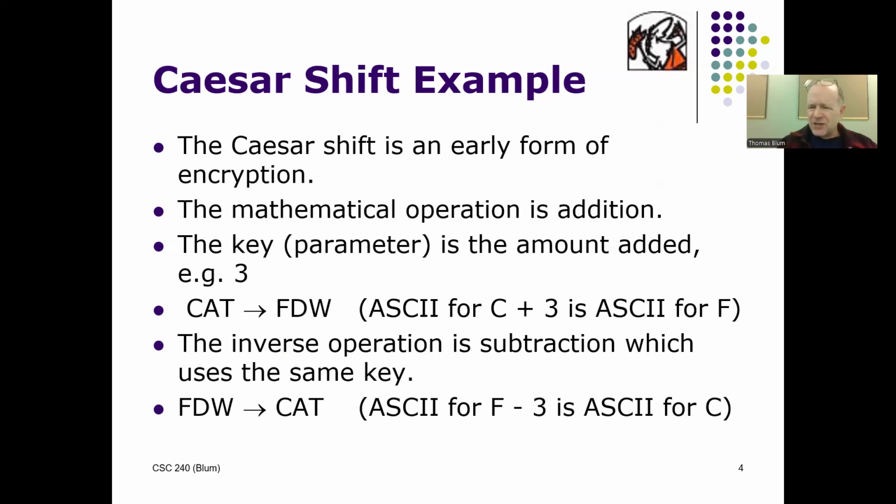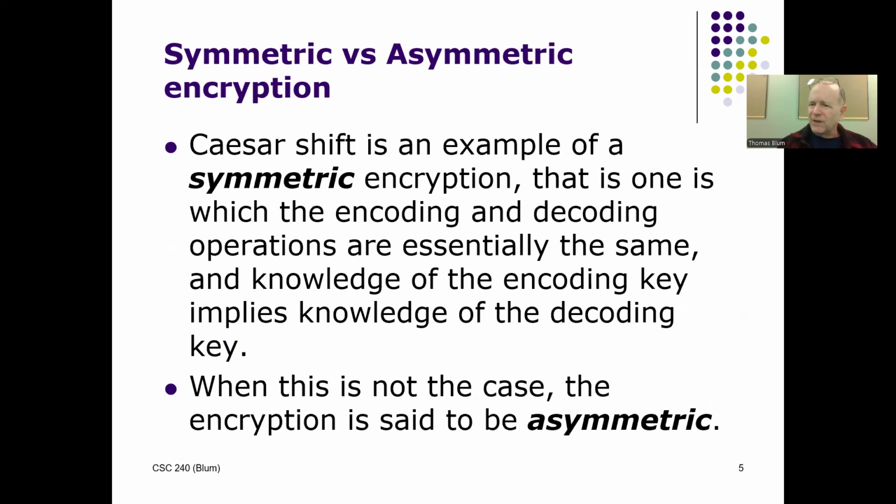And so that is less readable than the word cat. And then there's an inverse operation, and you can say either that it's subtraction, the inverse of addition, or you could even say that it's the addition of a -3. But either way, you know how to get back. And so FDW can be turned back into cat. So we moved from plain text to ciphertext, and then from ciphertext back to plain text.